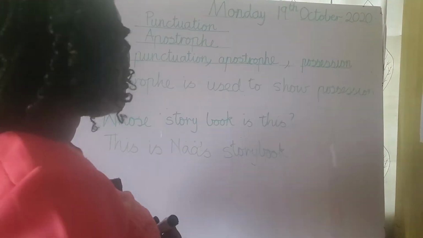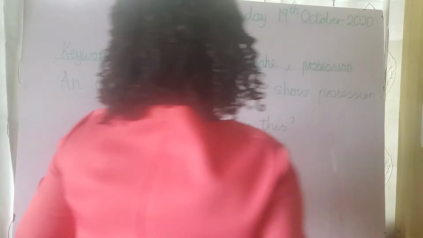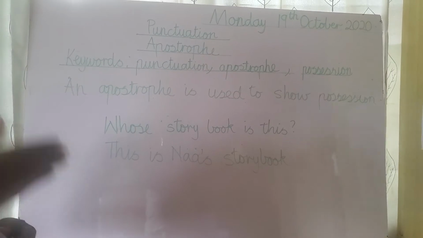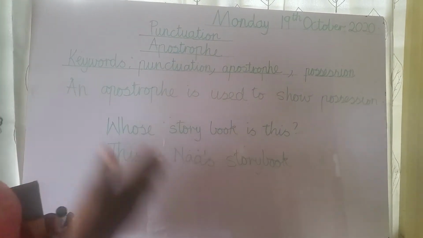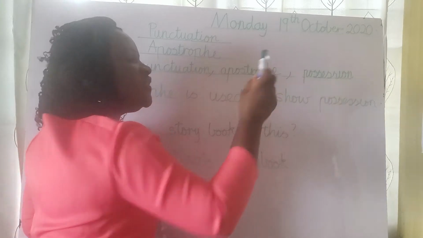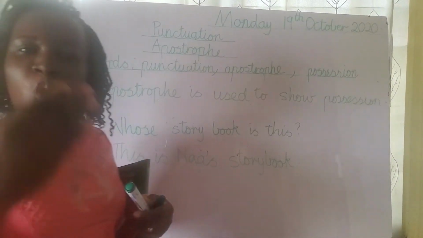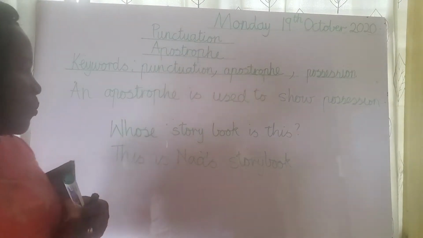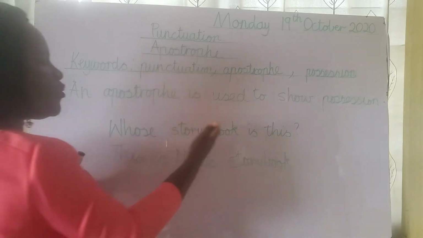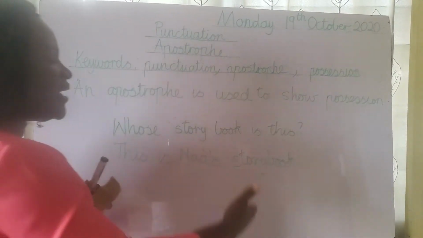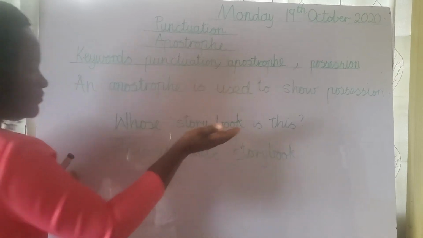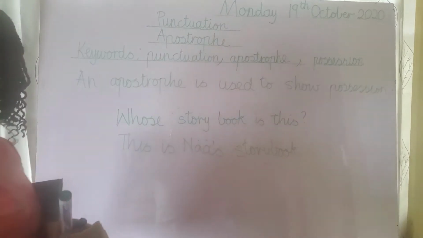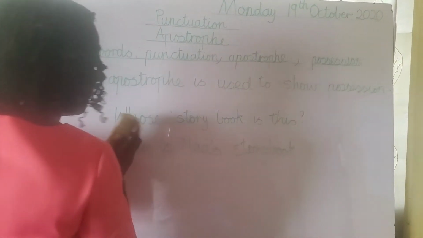So that is why we have the keyword possession here. So this keyword apostrophe is a punctuation that is used to show possession. Now this word possession means that something belongs to someone. It is used to tell us that something belongs to someone. So in this sentence, whose storybook is this? This is Na's storybook. Na's tells us that this storybook belongs to Na. Is that okay? Now let's have another sentence.